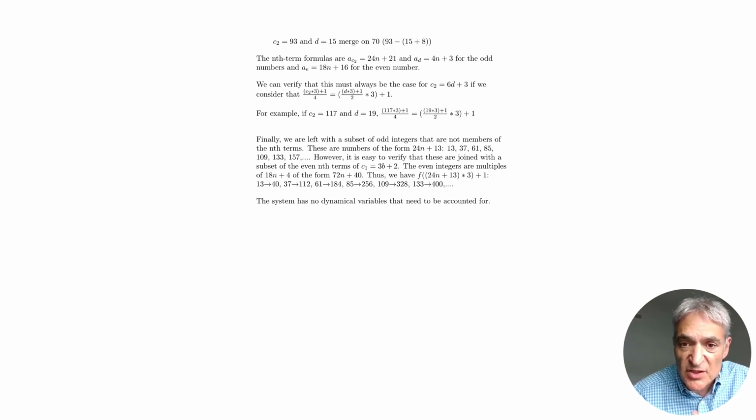Thus we have a function 24n plus 13 times 3 plus 1, which produces input 13, output 40, input 37, output 112, input 61, output 184, input 85, output 256, and so on. The system has no dynamical variables that need to be accounted for.